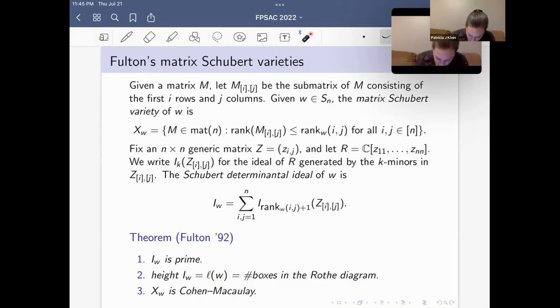Some good algebraic information is that these ideals are actually prime. We're defining irreducible varieties. And all matrix Schubert varieties are Cohen-Macaulay, which, in commutative algebra, is just a way of saying good. These are really good varieties that are amenable to study in a lot of the usual commutative algebraic ways. So we like them.